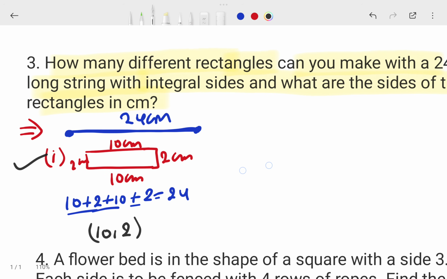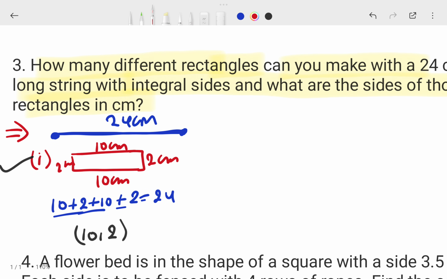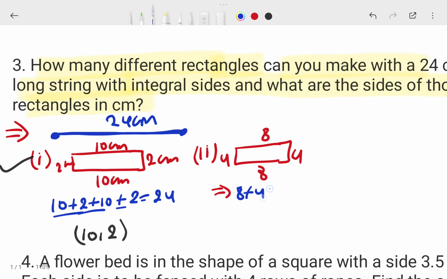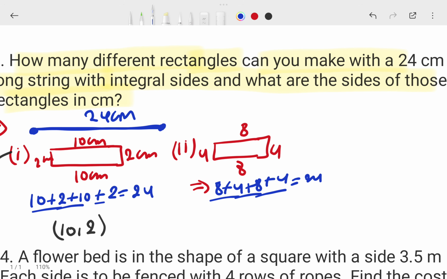One rectangle we made. Now let's look at another rectangle. Let's suppose this is 8 and this is 8, 8 and 8 is 16. Then how many are left? If 16 is used, then 8 is left, so this is 4 and this is 4. Now let's add this one. 8 plus 4 plus 8 plus 4: 8 and 4 is 12, 12 plus 8 is 20, 20 plus 4 is going to be 24 only. So another rectangle we made by using this.